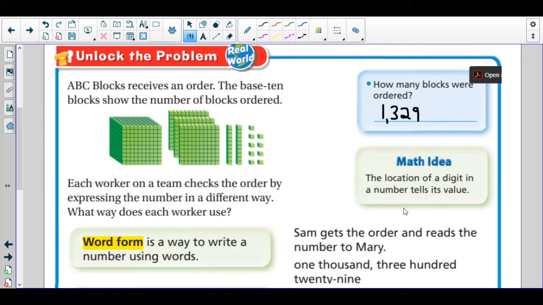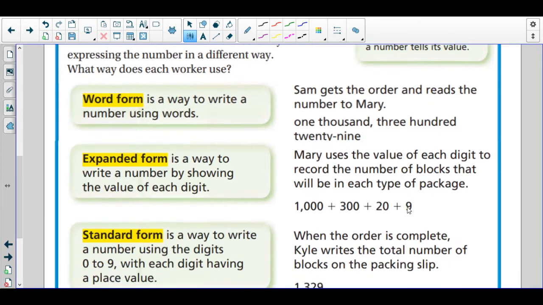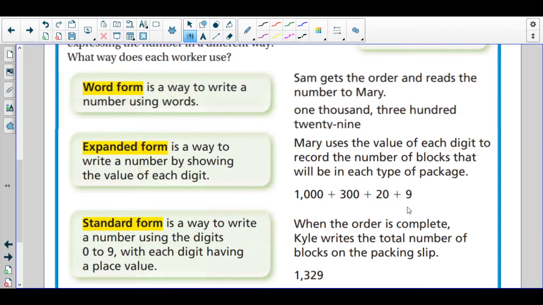Each worker on a team checks the order by expressing the number in a different way. What way does each worker use? Well, we have three right here. We have word form as a way to write a number using words. Expanded form is a way to write a number by showing the value of each digit. And standard form is a way to write a number using the digits 0 through 9, with each digit having a place value.